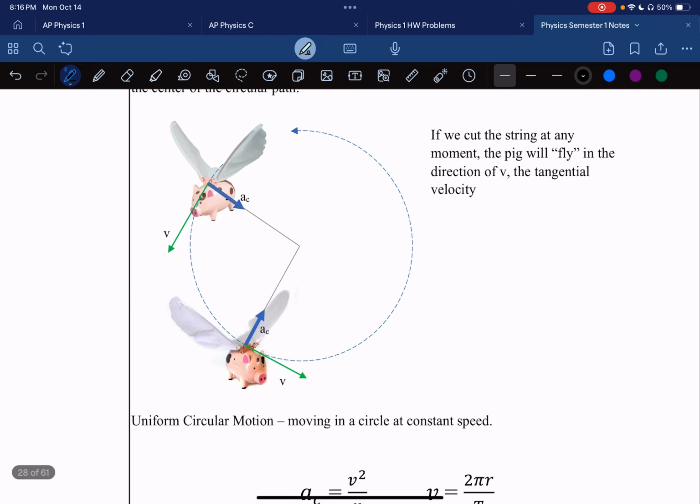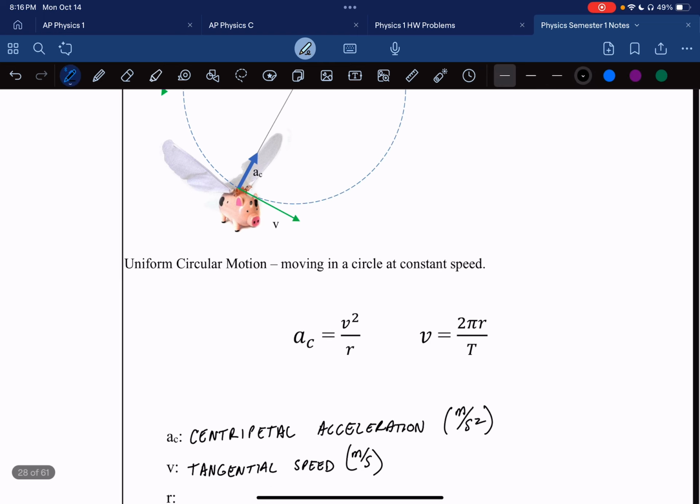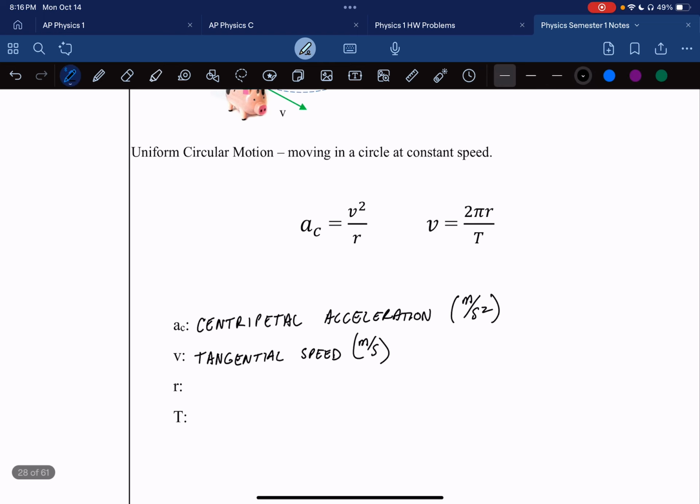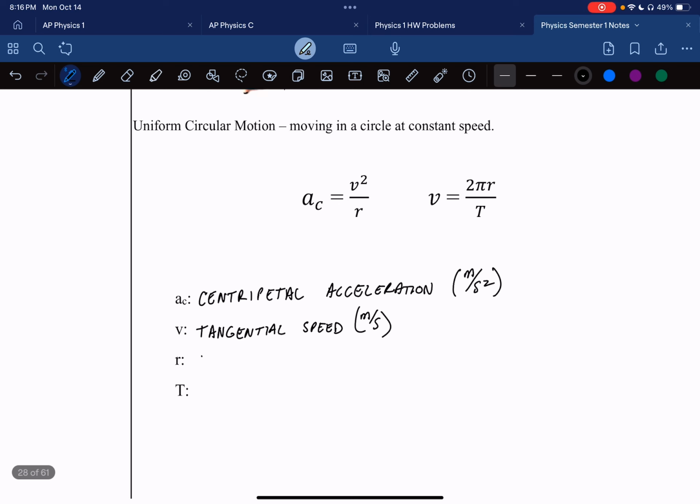By tangential, a tangent is a line that touches the circle only at one point. And what we mean by that is it's just the speed of the pig at, for example, this point of the circle, not the velocity. We're not concerned with the direction, just the speed. That's the tangential speed. R is the radius of that circle, which is in meters. And T is actually the period, which is in seconds.